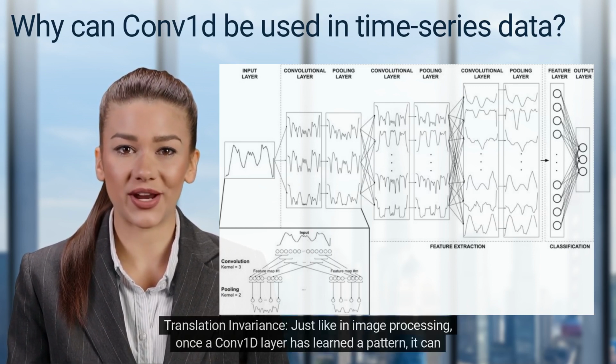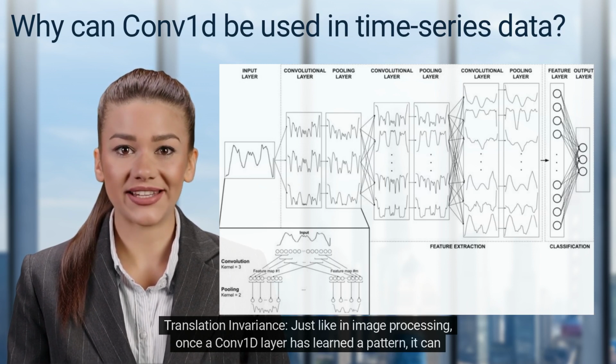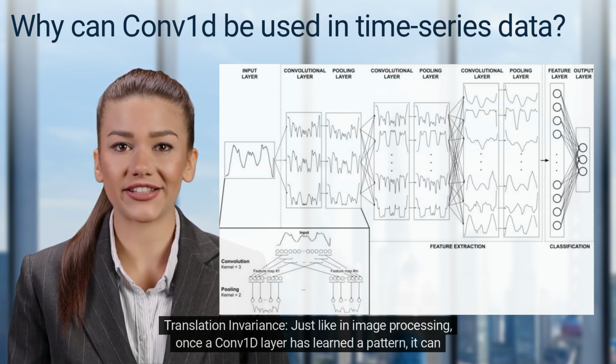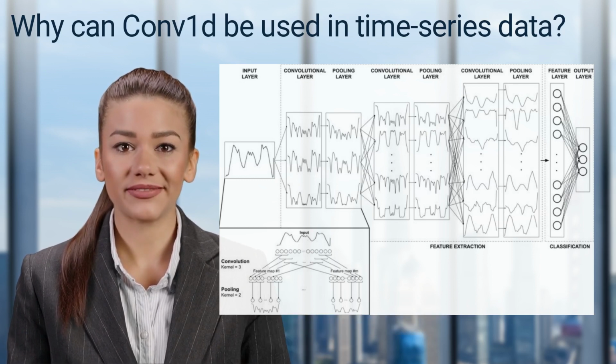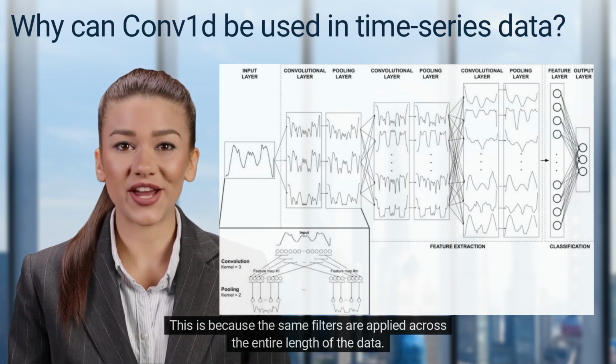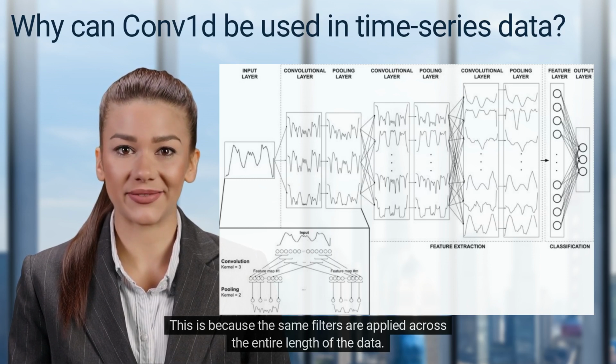Translation invariance. Just like in image processing, once a conv1d layer has learned a pattern, it can recognize that pattern no matter where it occurs in the time series. This is because the same filters are applied across the entire length of the data.